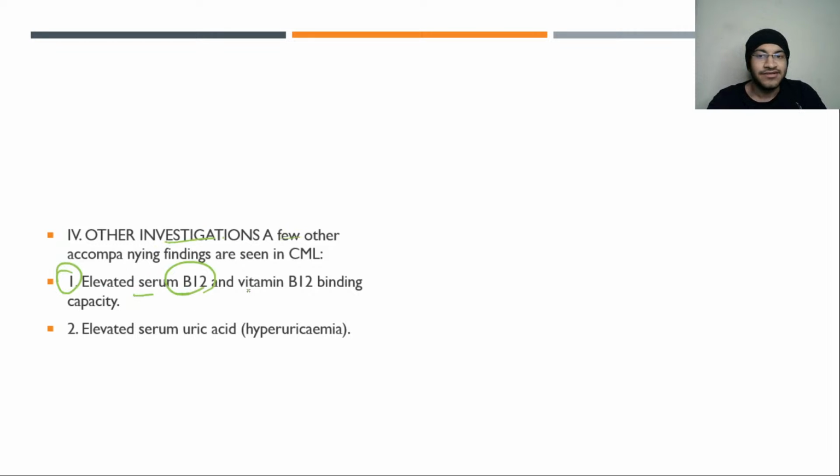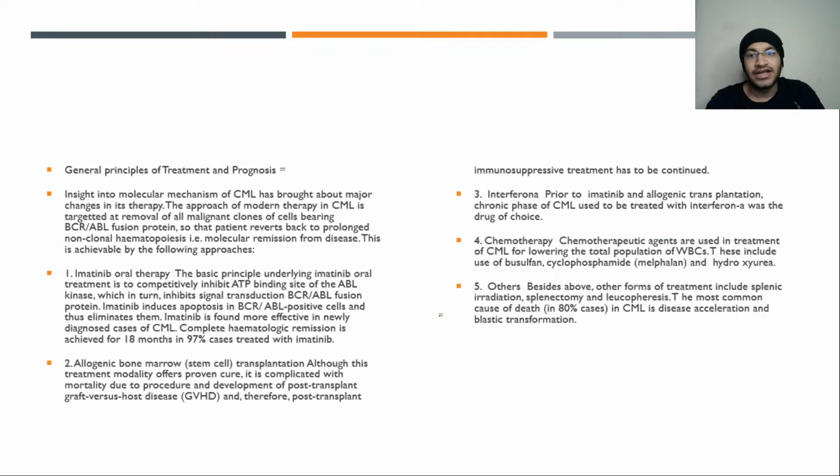First is elevated serum B12 and vitamin B12 binding capacity, and then there will be hyperuricemia that will be arising the gout, right? And generally the prognosis is not so good because it is a leukemia. And let's see, insight into the molecular mechanism of CML has brought about the major changes in the therapy. First of all, the approach of the modern therapy in CML is targeted at the removal of all the malignant clones of the cell bearing BCR-ABL fusion protein, so that patient reverts back to the prolonged non-clonal hematopoiesis, that is molecular remission from disease, and this is achievable by the following approaches.